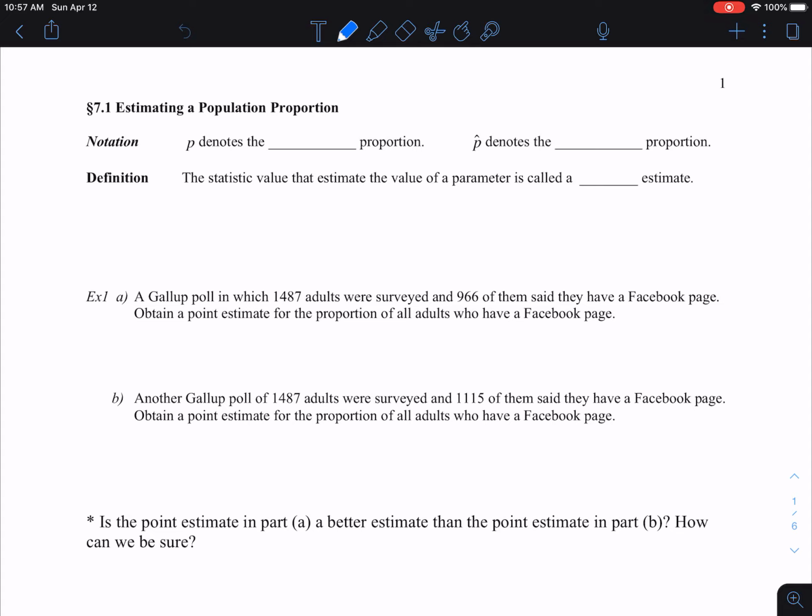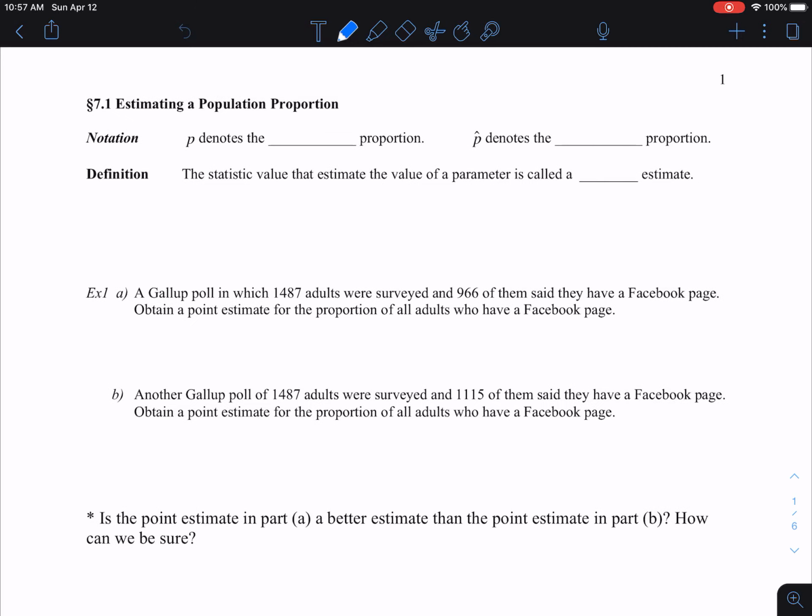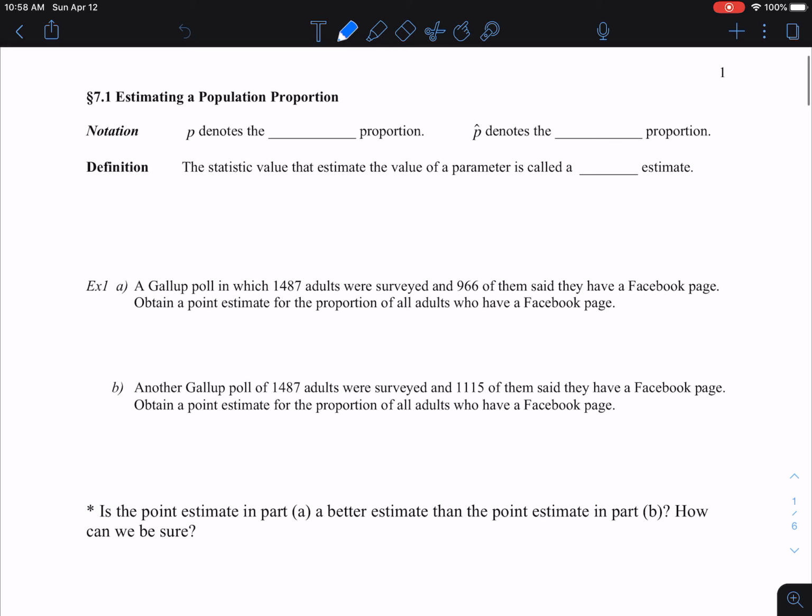We're going to learn a few techniques. Actually, this is one of the inferential statistics techniques, to estimate the population proportion and the mean. When we get to chapter 8, we'll learn another inferential statistics technique that is called hypothesis testing.